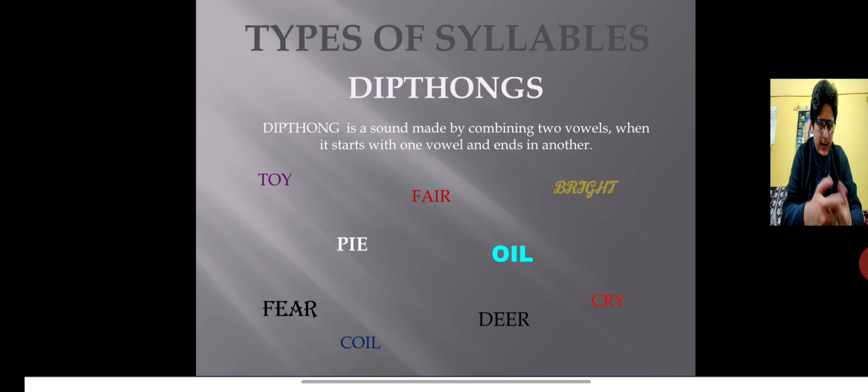Next up, we've got oil. I see an O and an I pronounced in the beginning. Oil. Next is fear. It's not fair. Fair is fair. It's a completely different diphthong compared to fear. It's fear. Similarly, it's dear. Very similar to fear, but they are making use of two different vowels. One is a set of E and A, the other is a set of E and E. Next is cry, fry, try, bright. Then we've got coil, coil. Again, it's very similar to oil. In fact, it's identical to oil.